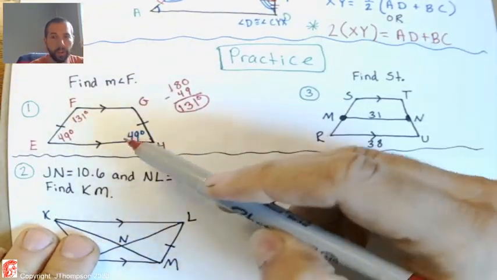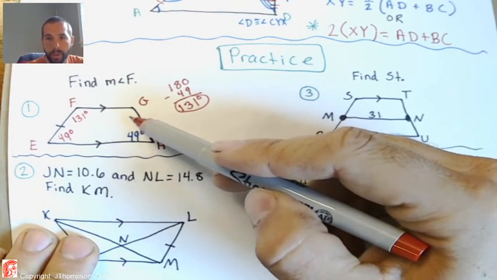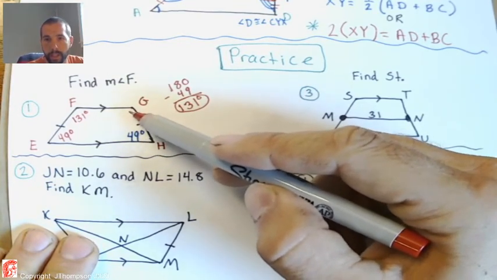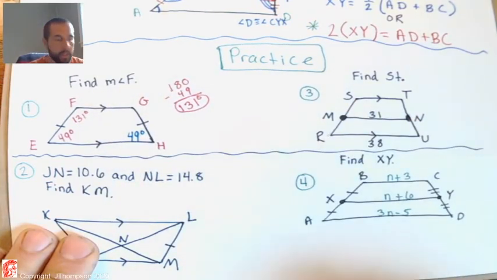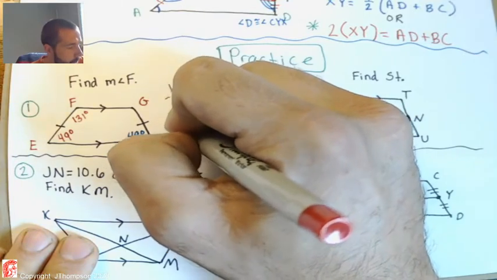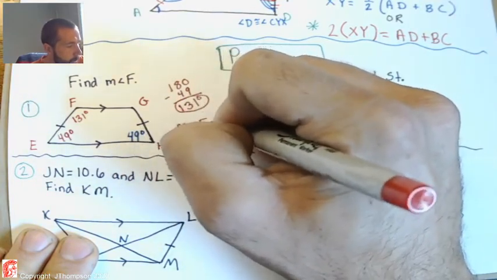We could have also started off by saying, well, if angle H is 49, 180 minus 49 is 131, so that would have given us angle G. And then angle G and angle F are congruent because they're base angles. So that was just one other way. So the measure of angle F is 131 degrees.